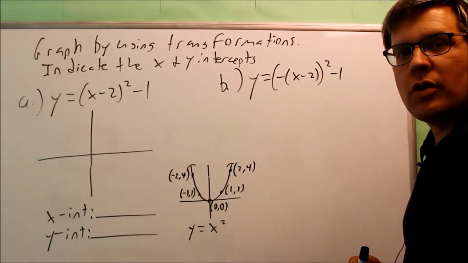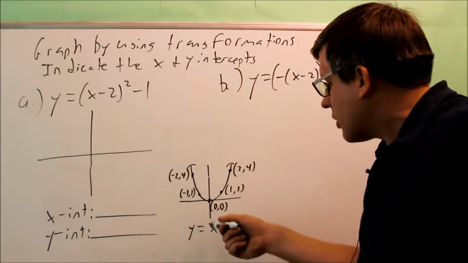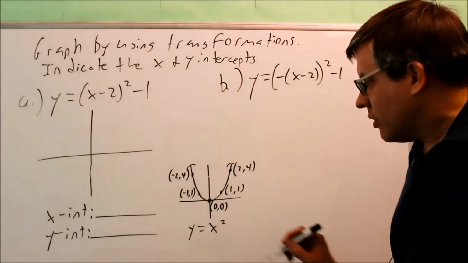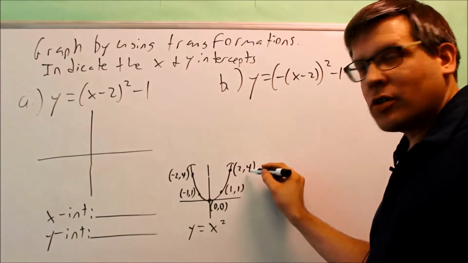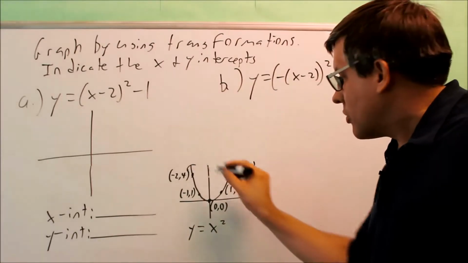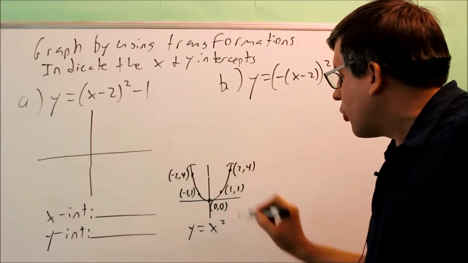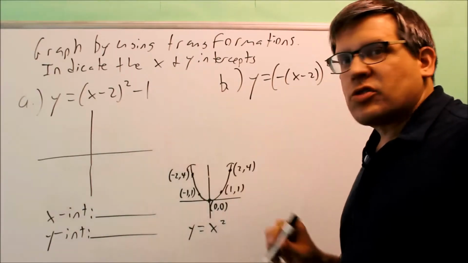Okay, we're graphing another one by using transformations. Our base graph this time is y equals x squared. Here are the key points: (0, 0), (1, 1), (2, 4), (-1, 1), and (-2, 4). So we have a U-shaped graph for a parabola when you have x squared. No flips on this one.